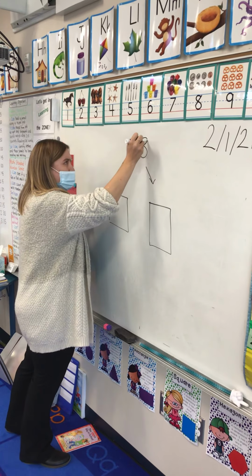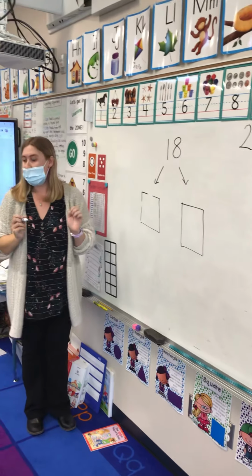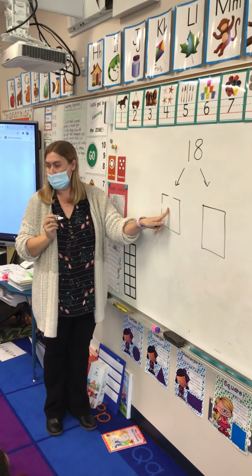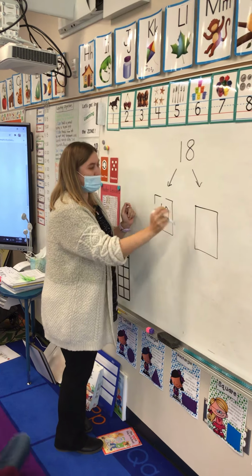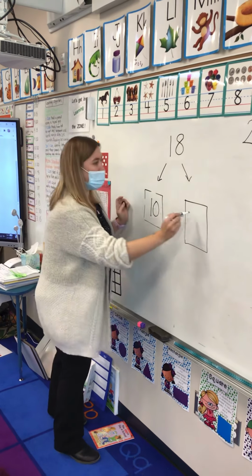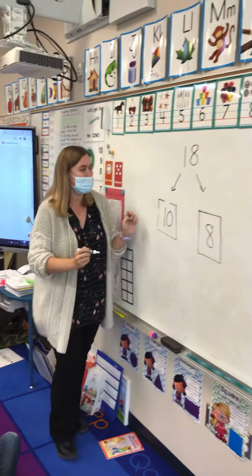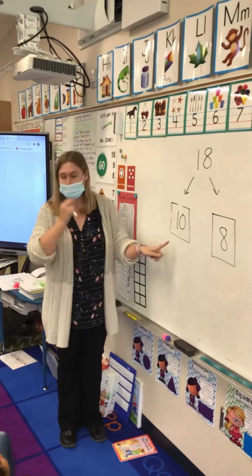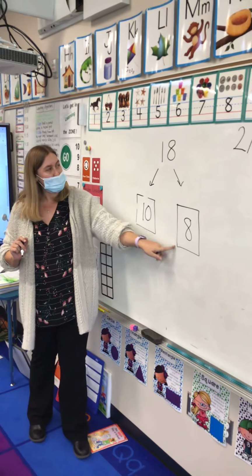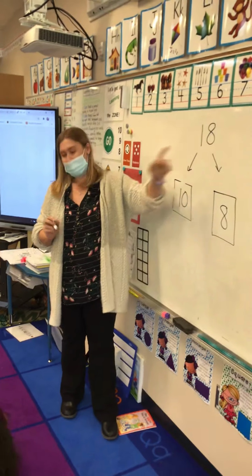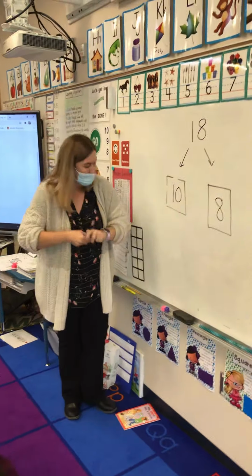What number is this? 18. What should the first part be? 10. What should the second part be? 8. Oh, you guys have got this. So let's read it together. Ready? 10 and 8 is 18. If we were to add these up, do you think it would be 18? Yes. Yes, me too. Okay, let's try one more.